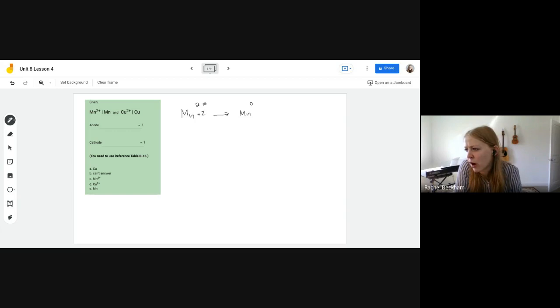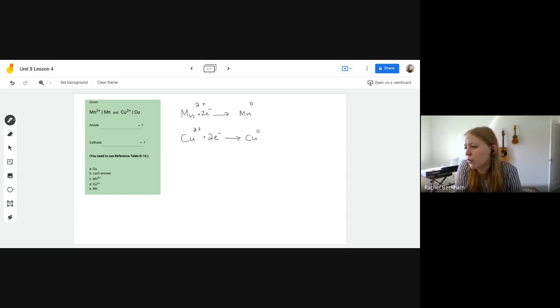It must have accepted 2 electrons here so that it can get to an oxidation state of 0, because electrons are negative. So something with a positive 2 charge, when you add 2 negative things to it, is going to balance out to 0. And now we're going to write the reaction for the copper. Cu2 plus, same thing, plus 2e makes Cu0, because it started at 2 plus and then it went to a regular copper at 0.